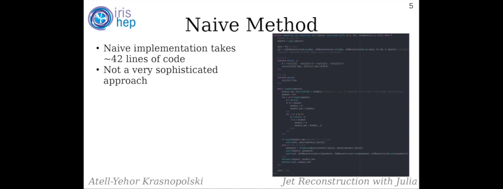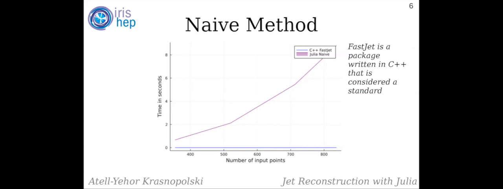Maybe Julia does everything for us and we don't have anything to optimize here. Maybe it's very efficient, and it's not. If we compare it to C++ FastJet, which is a standard package written in C++ and designed for basically this task, it's heavily optimized, so we consider it a standard and always compare algorithms with that. So Julia is way off, at least this implementation is way off.